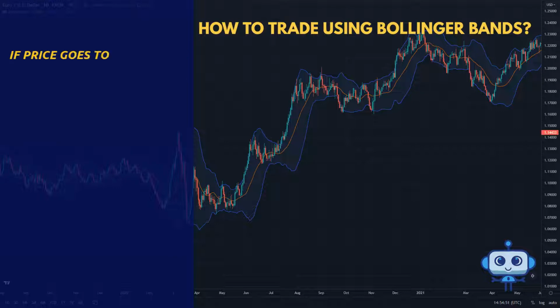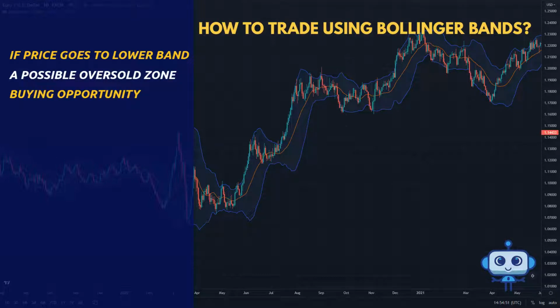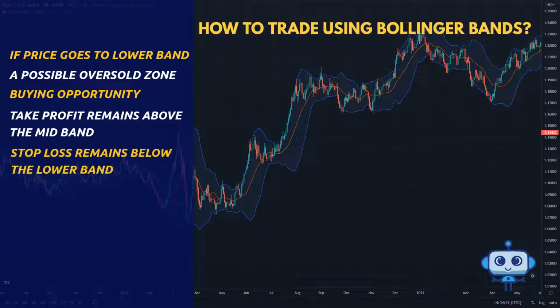Similarly, if the price drops to the lower band, it is an indication of an oversold market, and you can plan to place long trades. The take profit will be above the mid-band. Finally, the stop loss for this trade will be below the lower band.